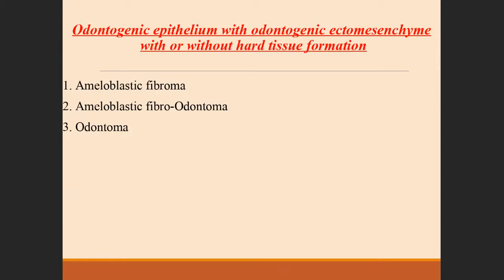Next, so we have discussed the first category, okay? That is tumors that arise due to proliferation of odontogenic epithelium. Now we'll discuss the second category of tumors, wherein you can see proliferation of both the epithelial and the mesenchymal component with or without hard tissue formation. Now here three tumors are named. One is ameloblastic fibroma, ameloblastic fibroodontoma, and odontoma.